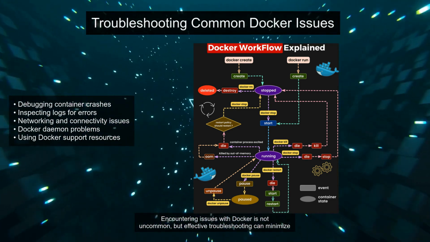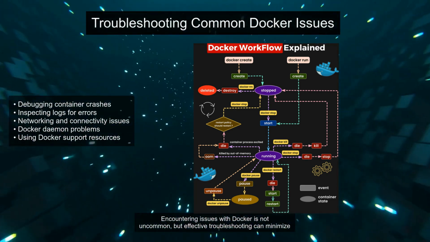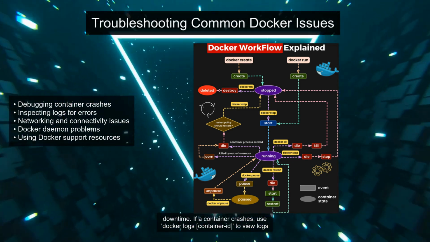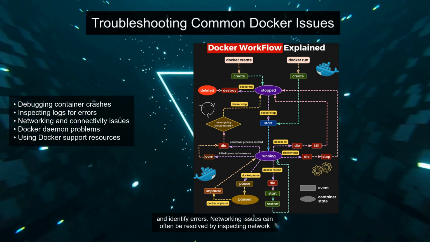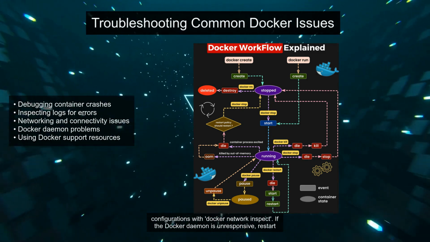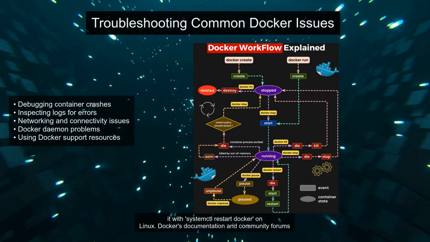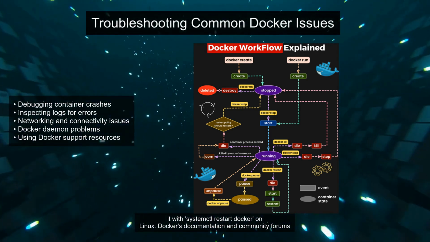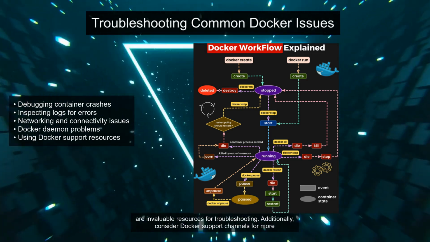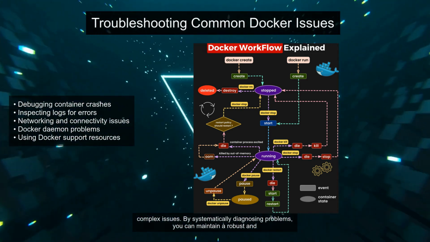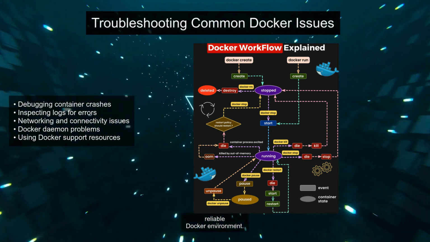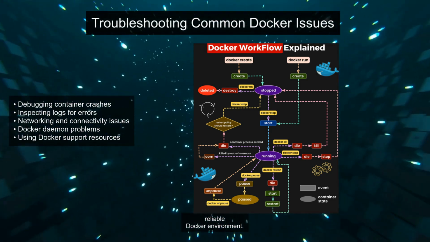Encountering issues with Docker is not uncommon, but effective troubleshooting can minimize downtime. If a container crashes, use docker logs container-id to view logs and identify errors. Networking issues can often be resolved by inspecting network configurations with docker network inspect. If the Docker daemon is unresponsive, restart it with systemctl restart docker on Linux. Docker's documentation and community forums are invaluable resources for troubleshooting. Additionally, consider Docker support channels for more complex issues. By systematically diagnosing problems, you can maintain a robust and reliable Docker environment.